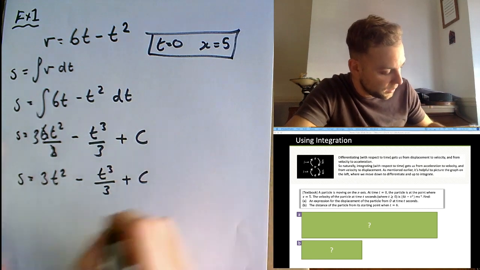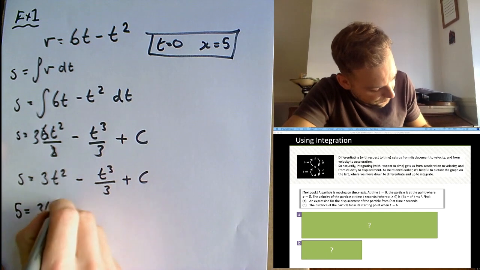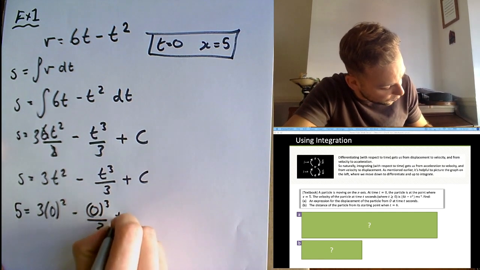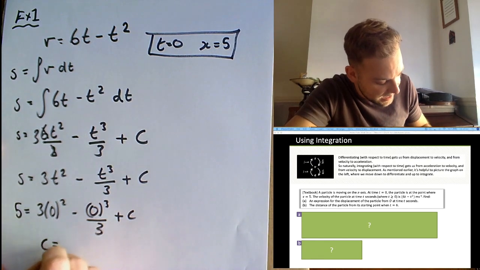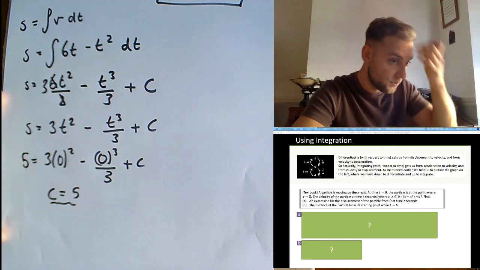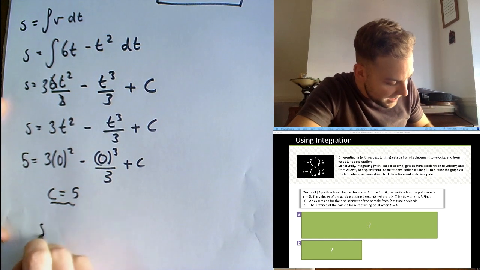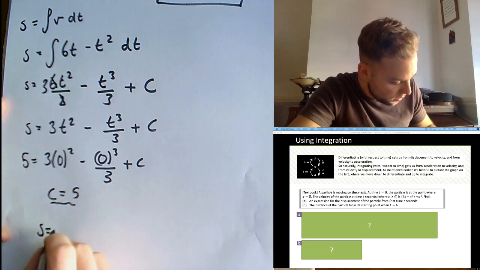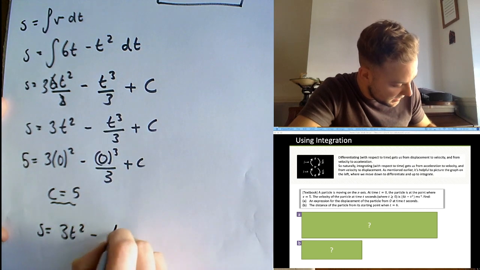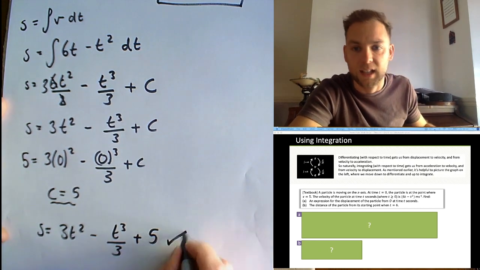What we're doing now is substituting in our values from our initial state, which said when t is equal to 0, x is equal to 5, so my displacement is equal to 5. That's my initial state to find out what c is. Let's sub in our value. So 5 is equal to 3 times 0 squared minus 0 cubed over 3 plus c. So c is equal to 5. So our final solution for this is s is equal to 3t squared minus t cubed over 3 plus 5, and that's the final answer there.